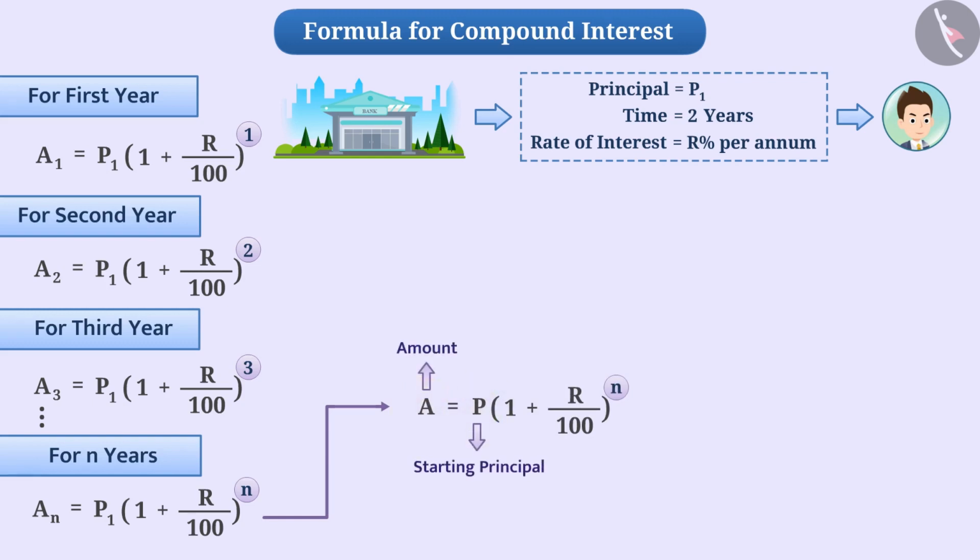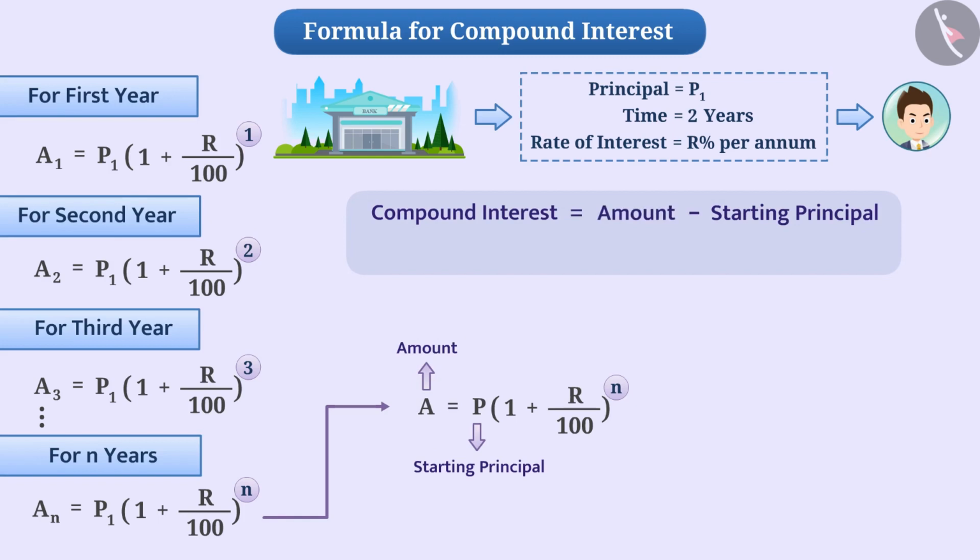Now, we can find the compound interest by subtracting the principal of the first year from the amount received at the end of the time period. So, CI is equal to A minus P.